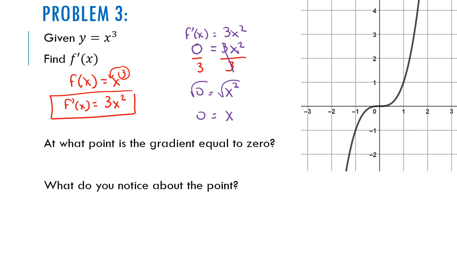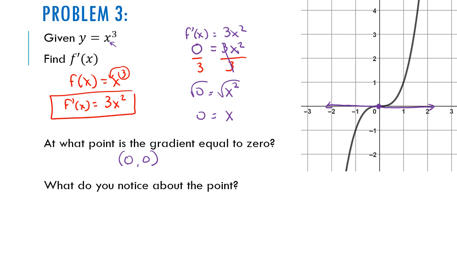So we know that at x is 0. If we want to know what the y value was, we could plug it into here. 0 cubed is 0. So we know what's happening at this point. Right here is where our tangent line, our slope, our gradient is 0.